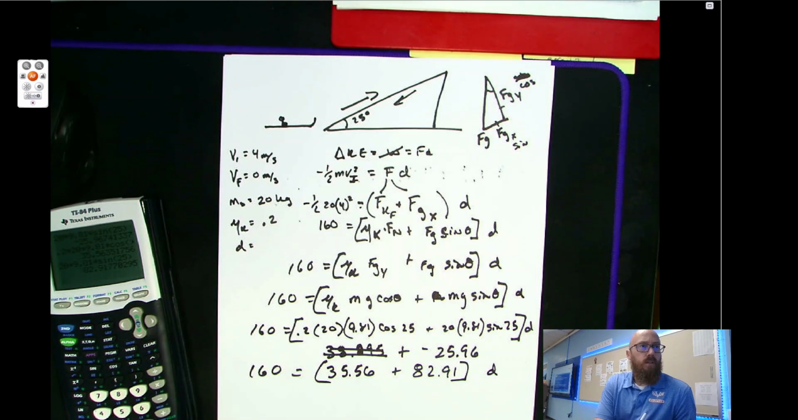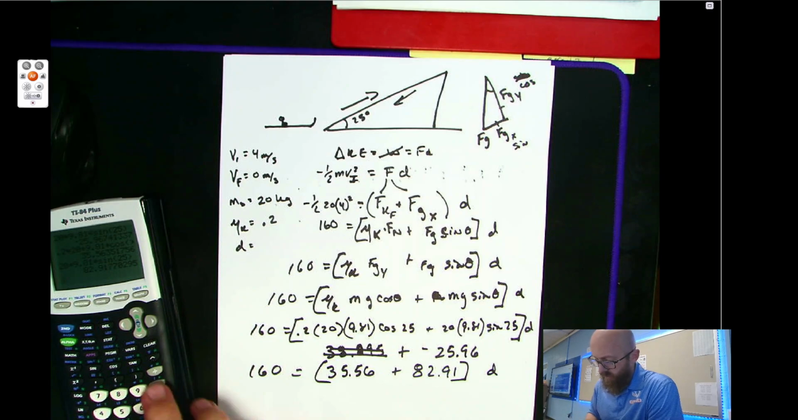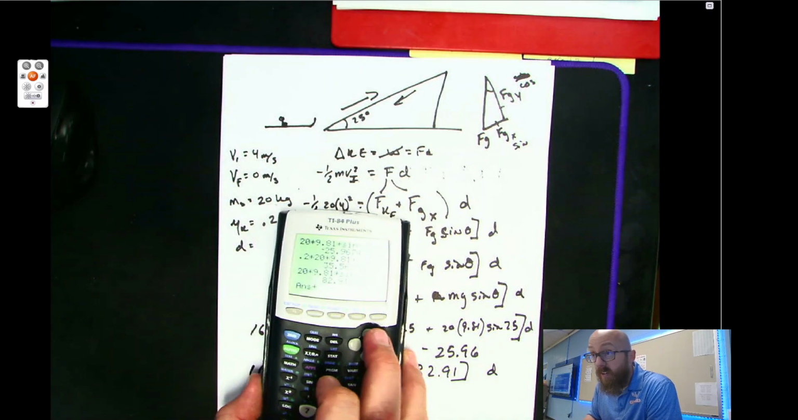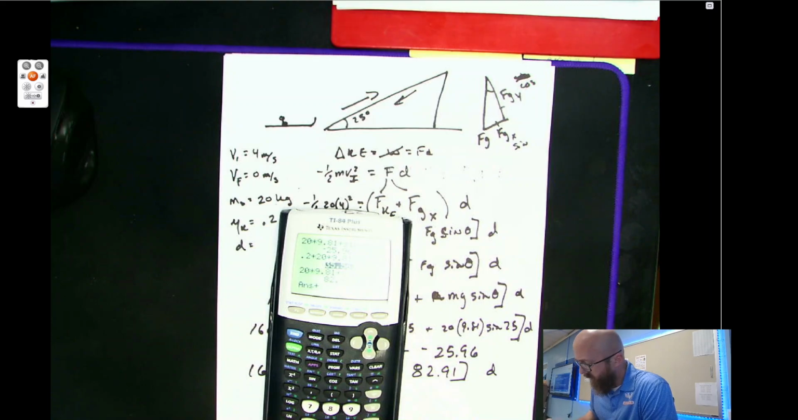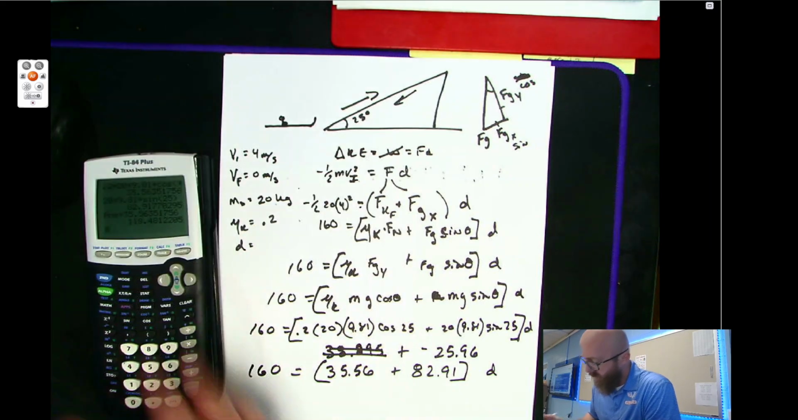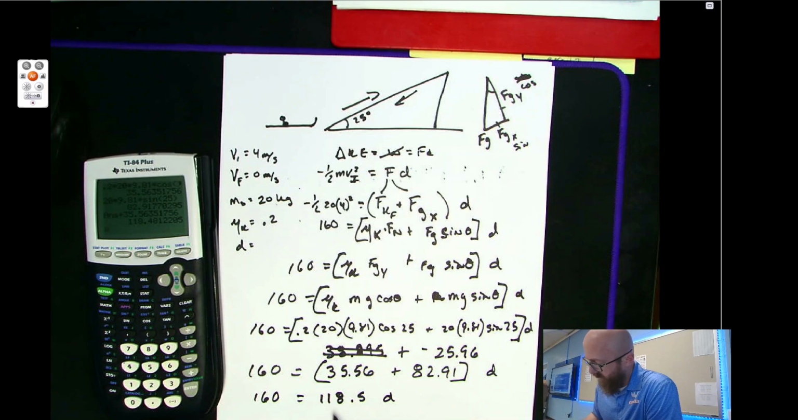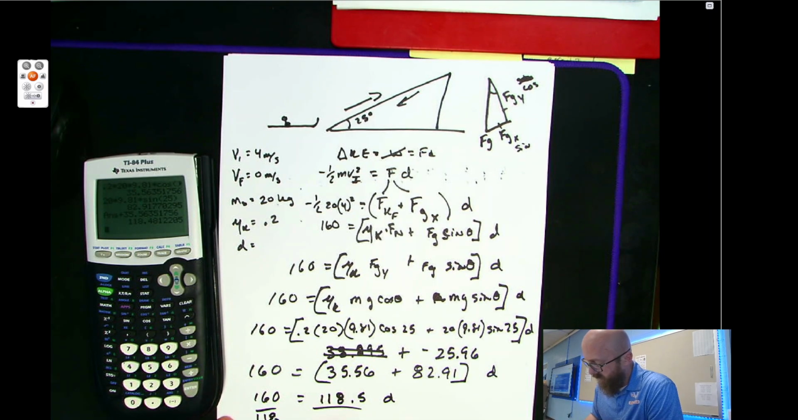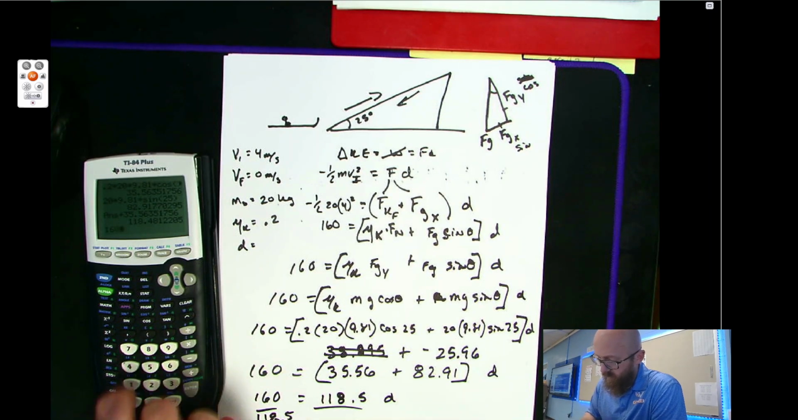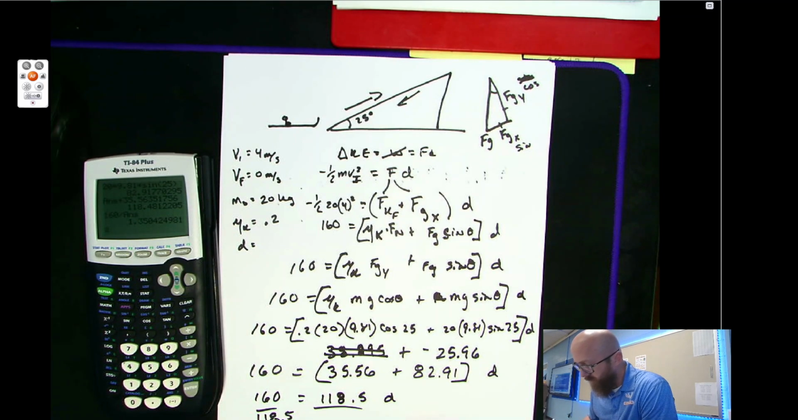So, hopefully we've got that part down. So let's add these two together, enter. So we have 160 equals 118.5 times distance. Divided over. Whew, 1.35 equals your distance.